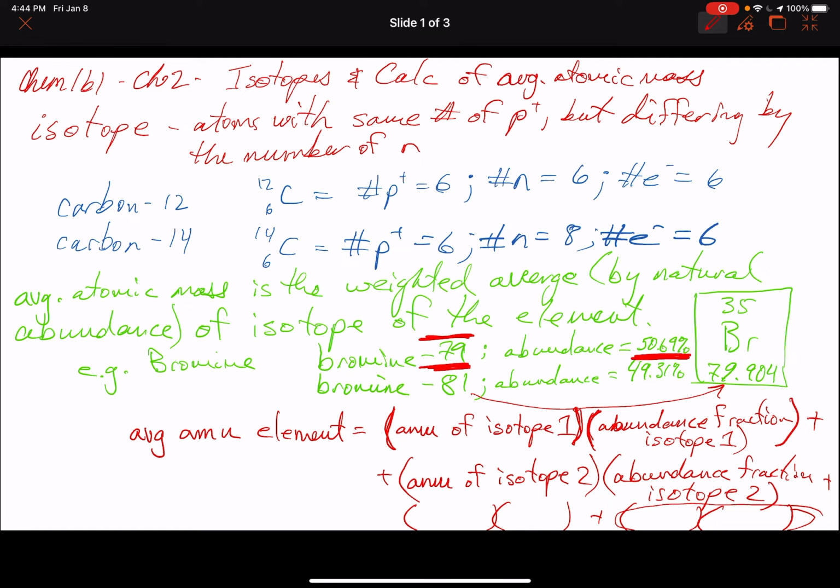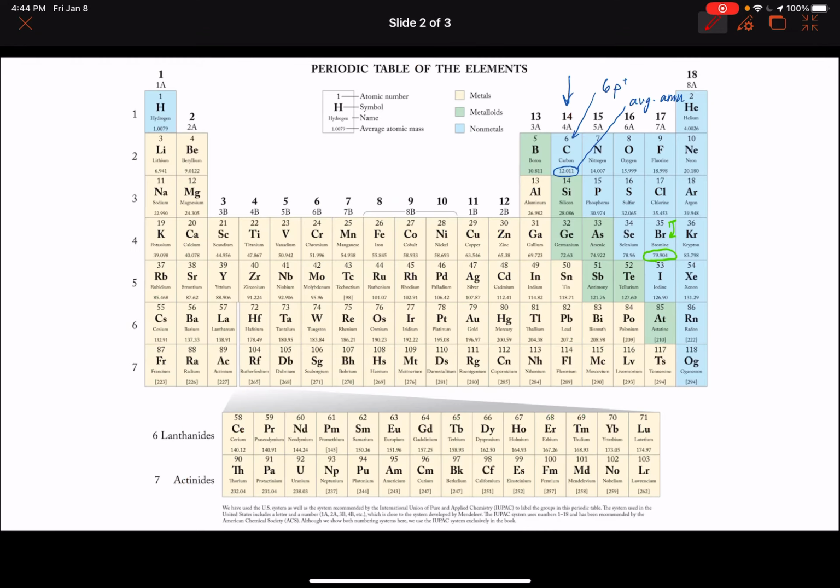And so the closer to 51 weight percent or abundance value there shifts that away from 80, as we see reflected in the ultimate average on the periodic table. The equation here helps us with that. Okay. So with that, we should be able to handle an example problem. So let's try that.